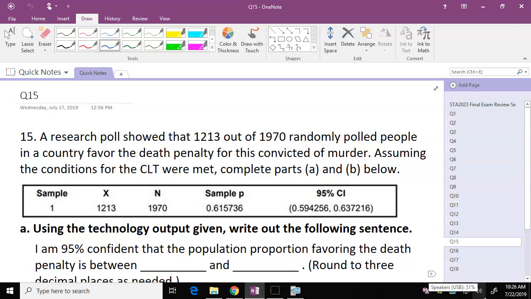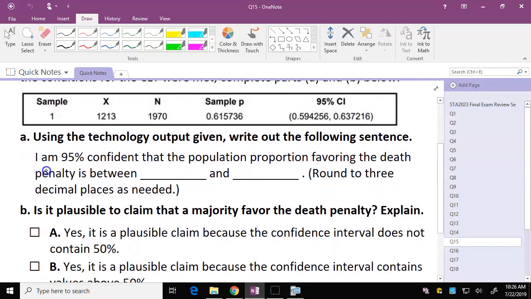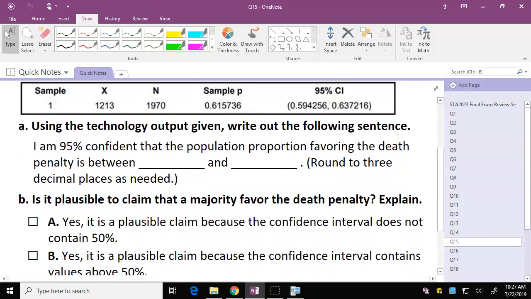Okay, so 15, we are jumping into 7.4. It says, using technology, we need to complete the following sentence. I am 95% confident that the population proportion favoring the death penalty is between blank and blank. 0.594 and 0.637, because that's coming from your confidence interval right there.